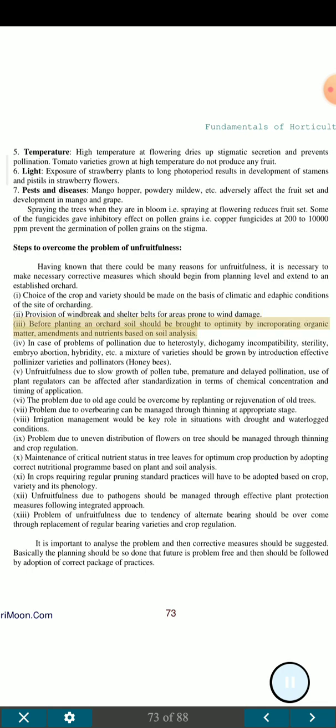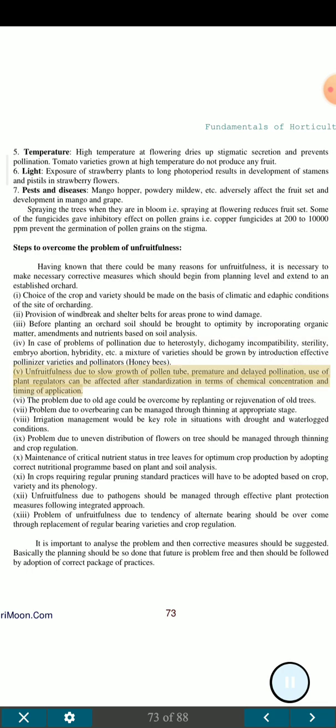III. Before planting an orchard, soil should be brought to optimum by incorporating organic matter, amendments and nutrients based on soil analysis. IV. In case of problems of pollination due to heterostyly, dichogamy, incompatibility, sterility, embryo abortion, hybridity, etc., a mixture of varieties should be grown by introducing effective pollinizer varieties and pollinators, such as honeybees.